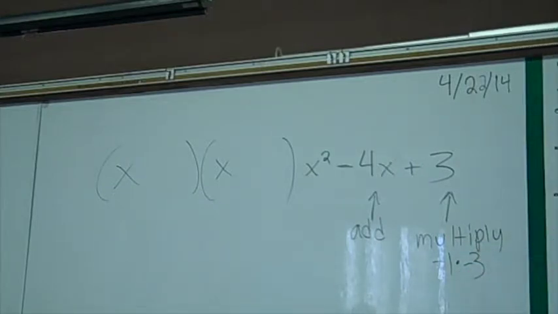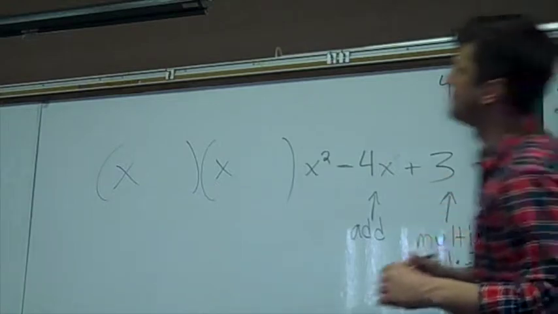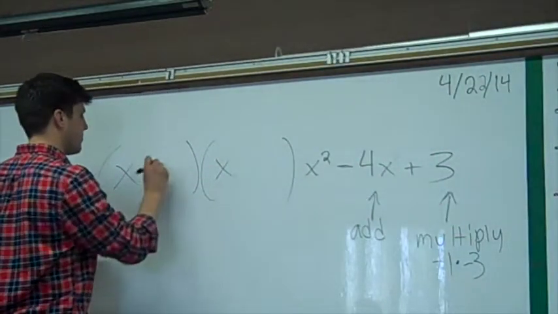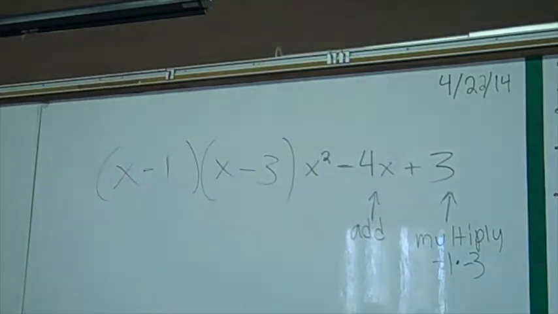When you do -1 times -3, that multiplies to 3. Shh, ladies in the back and gentlemen. Now, -1 times -3 multiplies to 3. Does it add to -4? Yes. It does. You guys are all going on this. That's great.